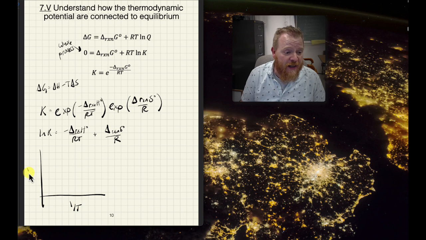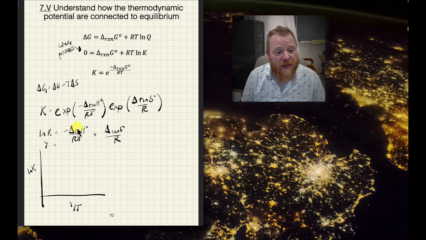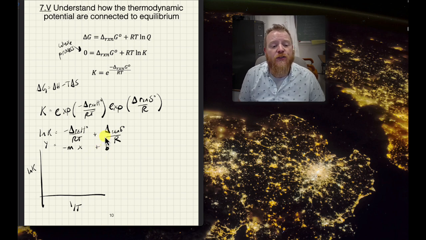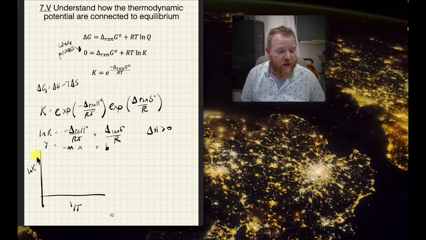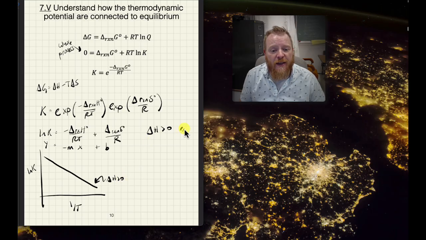And so now if we were to make a graph of 1 over T versus natural log of K, we can see the natural log of K is Y. And then my slope becomes delta H divided by R. My X is 1 over T. And then now delta S over R becomes the Y-intercept. So if we have an endothermic reaction where delta H is greater than 0, you can see that that will correspond to a negative slope, right? So that's a delta H greater than 0. So that's endothermic will result in a negative slope on this graph.